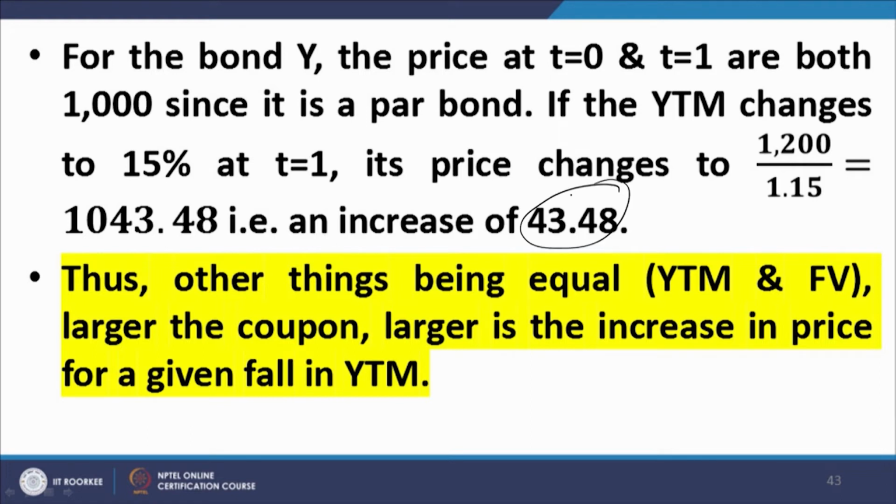What we infer from this example is that other things being equal, that is YTM and face value being equal, larger the coupon, larger is the increase in price corresponding to a given fall in YTM. Let me repeat, given a YTM to start with, given a face value to start with, if the YTM and face value are identical, larger the coupon, larger is the increase in price corresponding to a given fall in YTM.